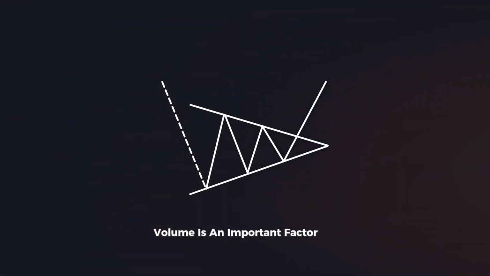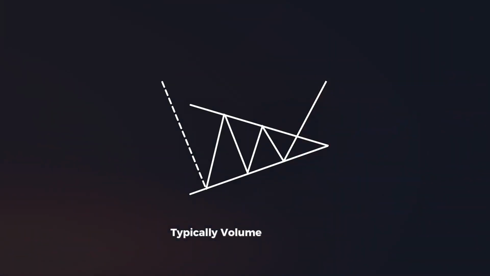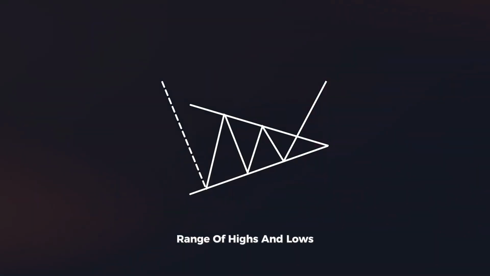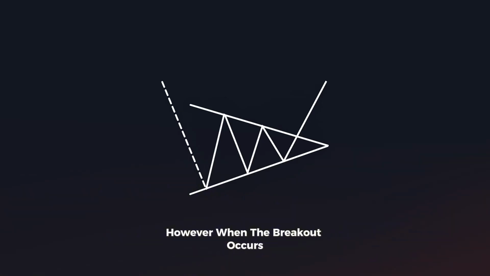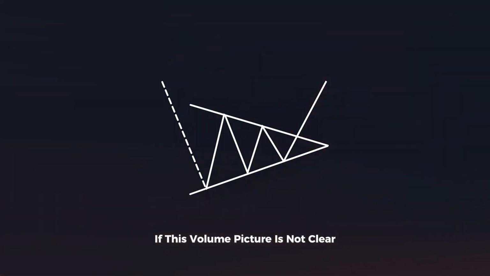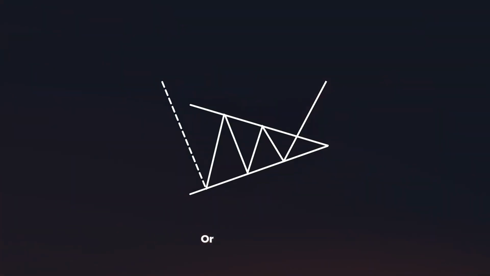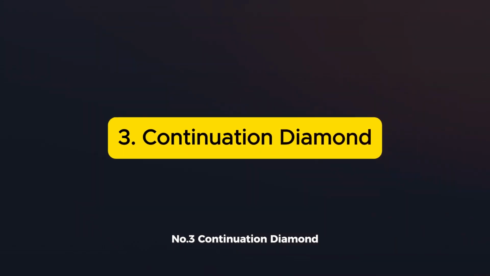Volume is an important factor to consider. Typically, volume follows a reliable pattern. Volume should diminish as the price swings back and forth between an increasingly narrow range of highs and lows. However, when the breakout occurs, there should be a noticeable increase in volume. If this volume picture is not clear, investors should be cautious about decisions based on the particular triangle or wedge pattern.